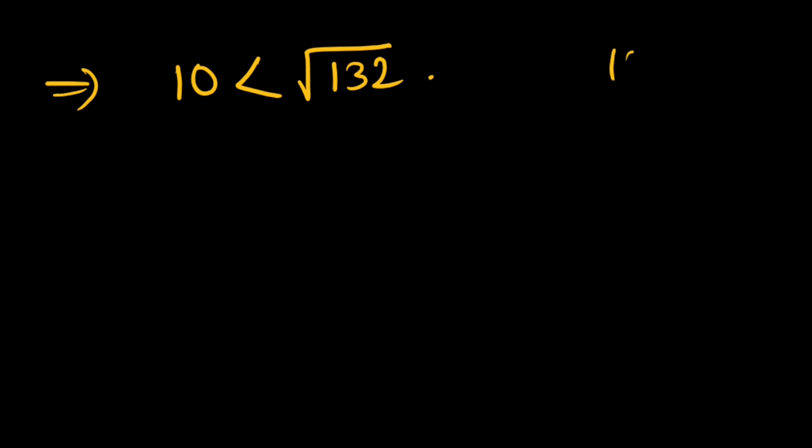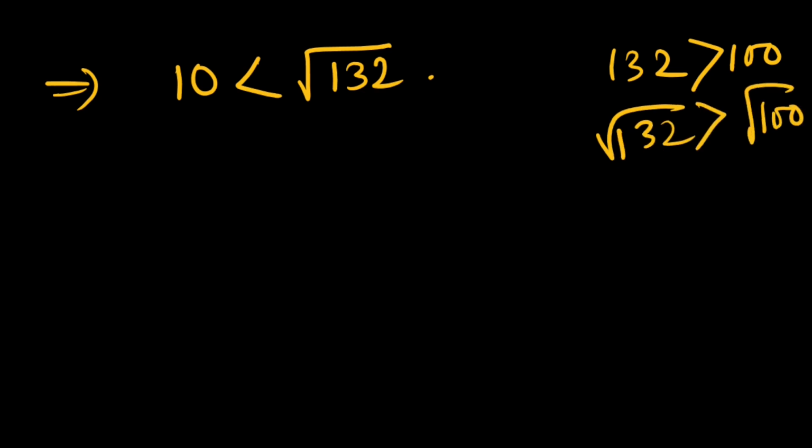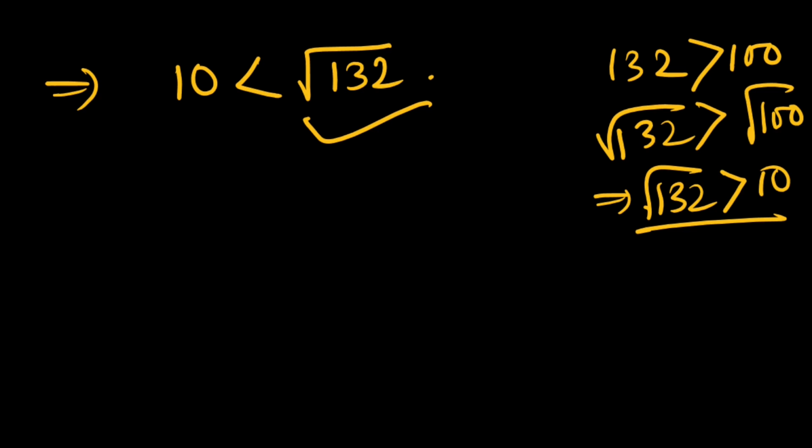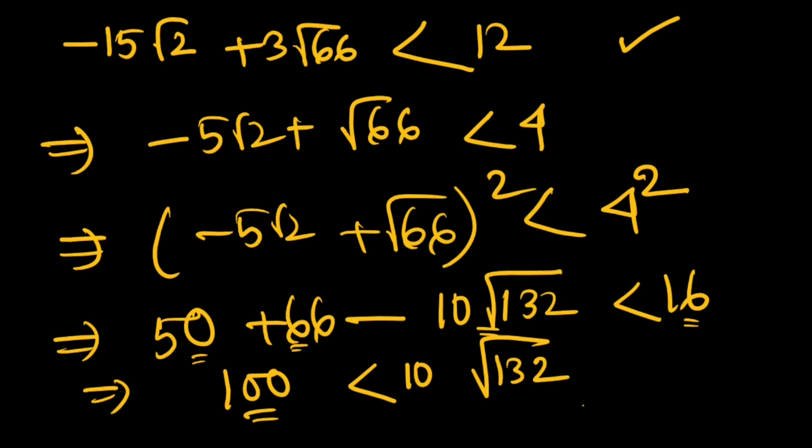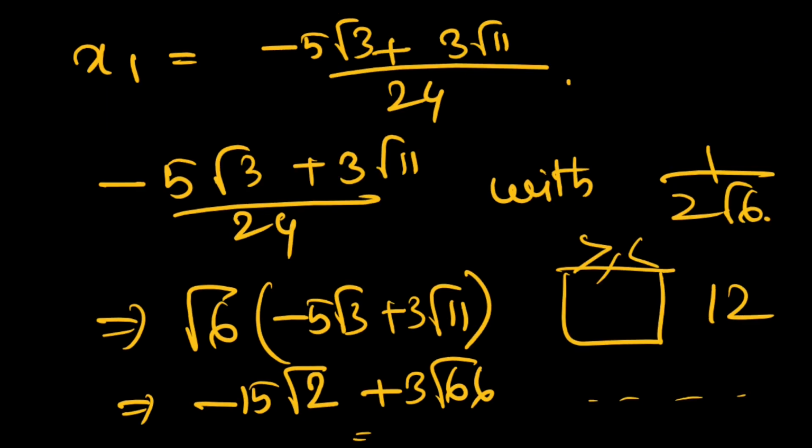So 132 is strictly greater than 100. Therefore root under 132 is greater than root under 100. This implies root under 132 is greater than 10. So this inequality is true. So our assumption is true. This inequality is true. That means this is strictly less than 12. That is true. That means this is strictly less than.